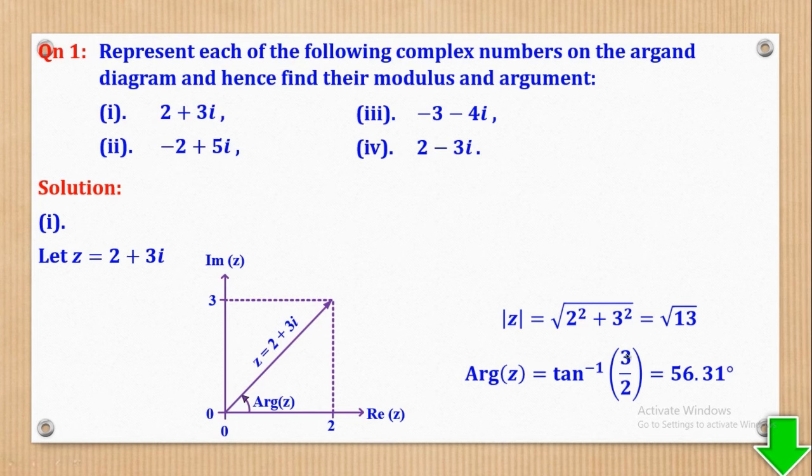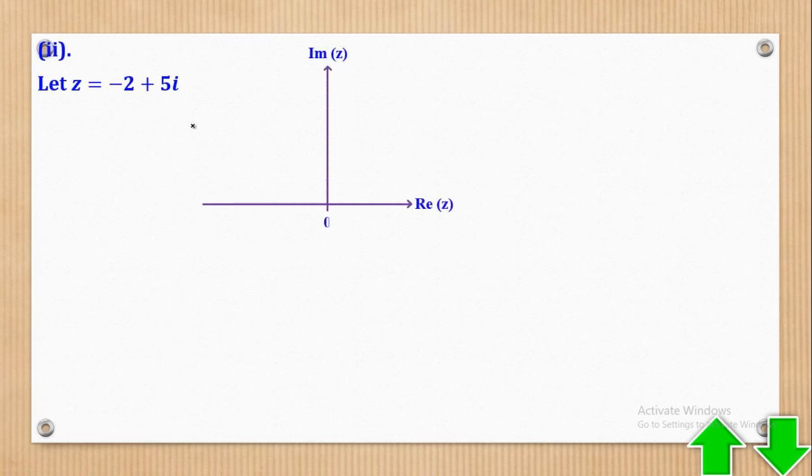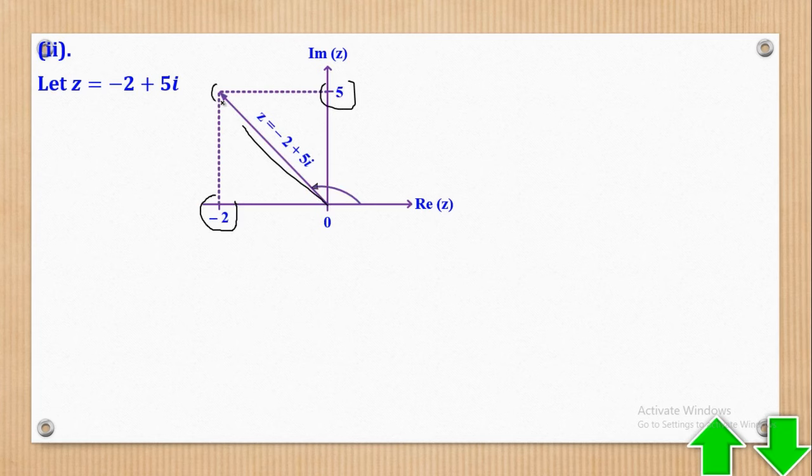That was Roman 1. Roman 2, they want for negative 2 plus 5i. So negative real and positive imaginary. So we shall put here negative 2 and put here positive 5. Then the complex number will be from the origin to this point, and that's what they wanted. So the argument, this is the argument, but to get it you have to first get this angle.